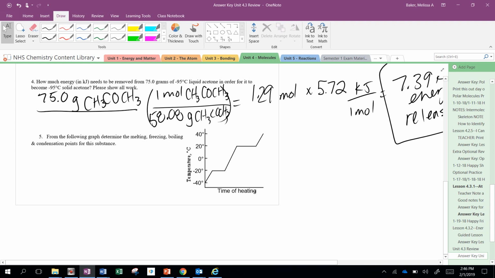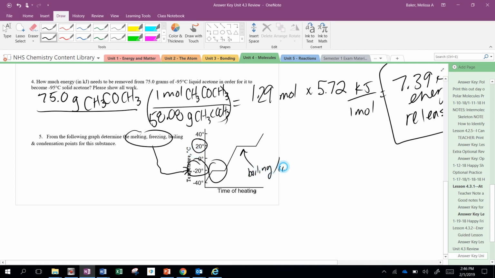From the following graph, it says determine the melting, freezing, boiling, and condensation points. Well, the melting and freezing points are the same, and that would happen at -20, because that's when the first plateau is. And the boiling and condensation point would be at the +20.